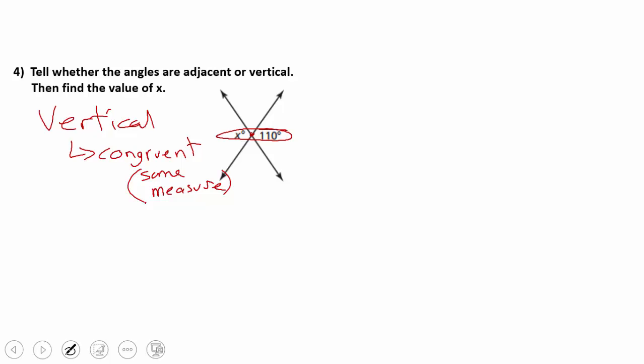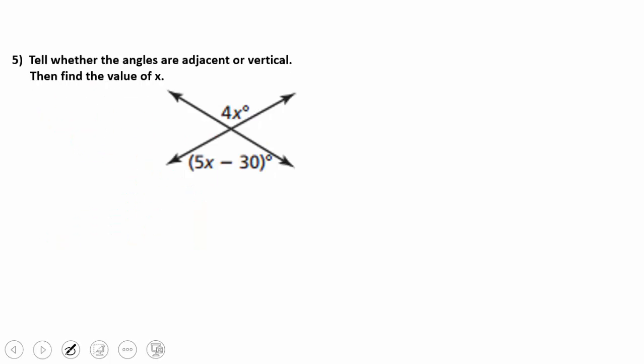So then what do we know about these two? Well, we know that angle x has to equal angle 110. So x is equal to 110, as well as the opposite vertical angle is 110. Pretty darn easy when they're vertical. Okay? So whether the angles are adjacent or vertical, then find the value of x. So once again, I have two intersecting lines. They're asking us to identify angles that are opposite each other. So we know that these are vertical. We know that vertical angles are congruent. That means they're equal to each other.